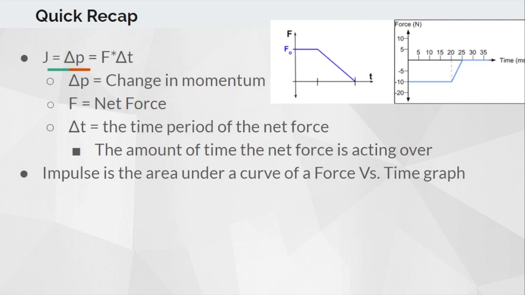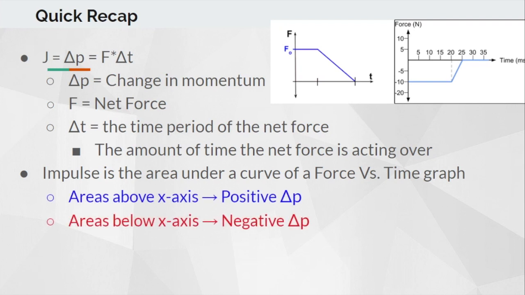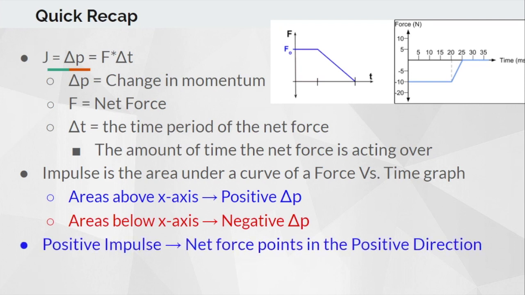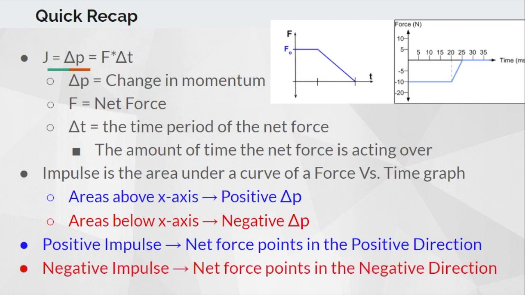Impulse is the area under a curve of a force versus time graph, just like we talked about on the last slide. The area above the x-axis is going to be classified as positive impulse, and the area below the x-axis is negative impulse. And again, below the x-axis is the right side, so this graph over here, and above the x-axis is talking about this graph right here. Positive impulse is going to result in a net force that points in the positive direction. And a negative impulse is going to result in a net force that points in the negative direction.